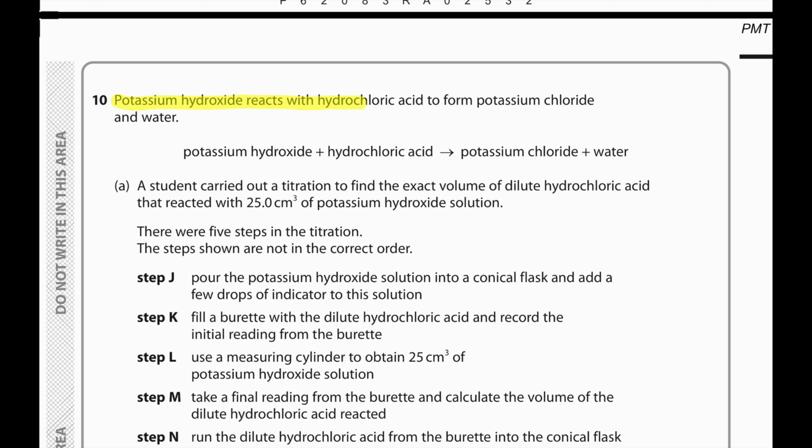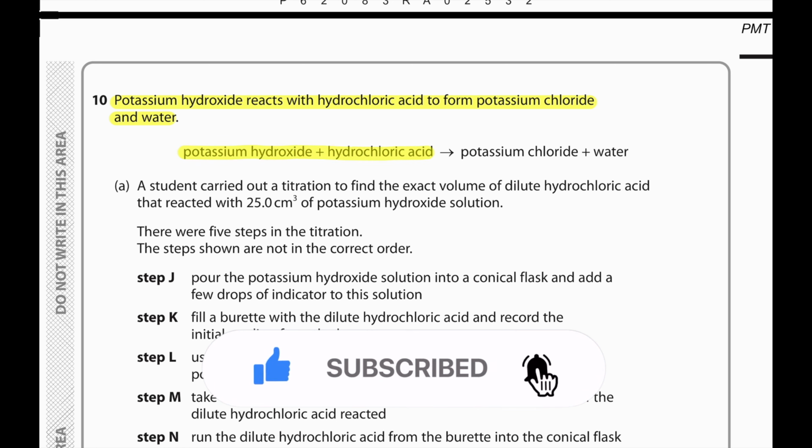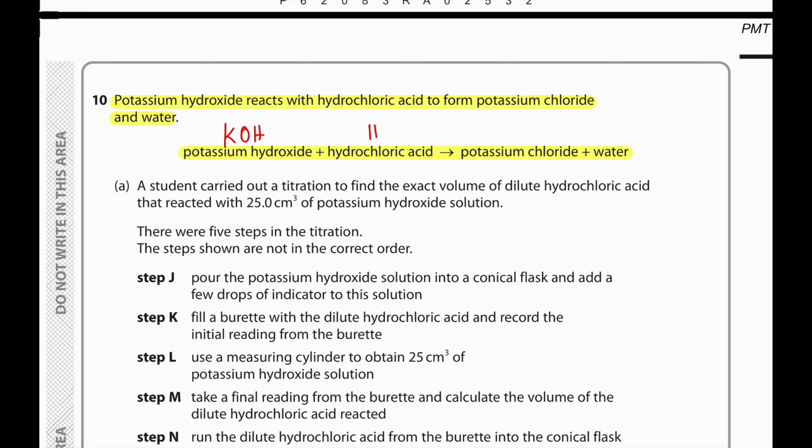Potassium hydroxide reacts with hydrochloric acid to produce potassium chloride and water. Potassium hydroxide plus hydrochloric acid produces potassium chloride and water. The chemical formula for potassium hydroxide is KOH, hydrochloric acid is HCl, and the product potassium chloride is KCl, followed by H2O, which is the water.